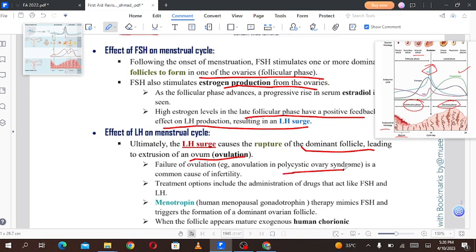If there is no ovulation, like suppose this is an ovary, and follicles get matured. Okay, there are a lot of mature follicles inside the ovary, but they just don't get ovulated. There is no rupture of the follicle and there is no release of the ovum. As a result, a syndrome develops that is called polycystic ovarian syndrome (PCOS). Treatment options include the administration of drugs that act like FSH and LH.